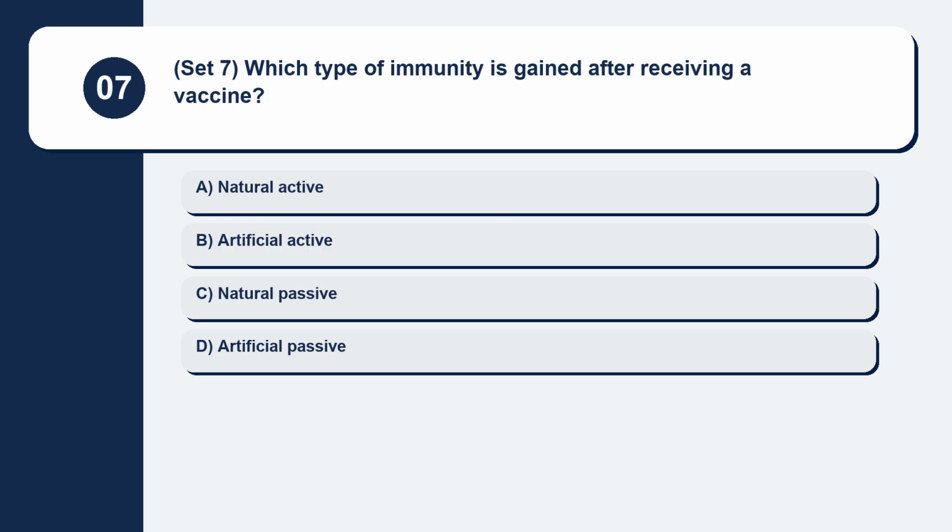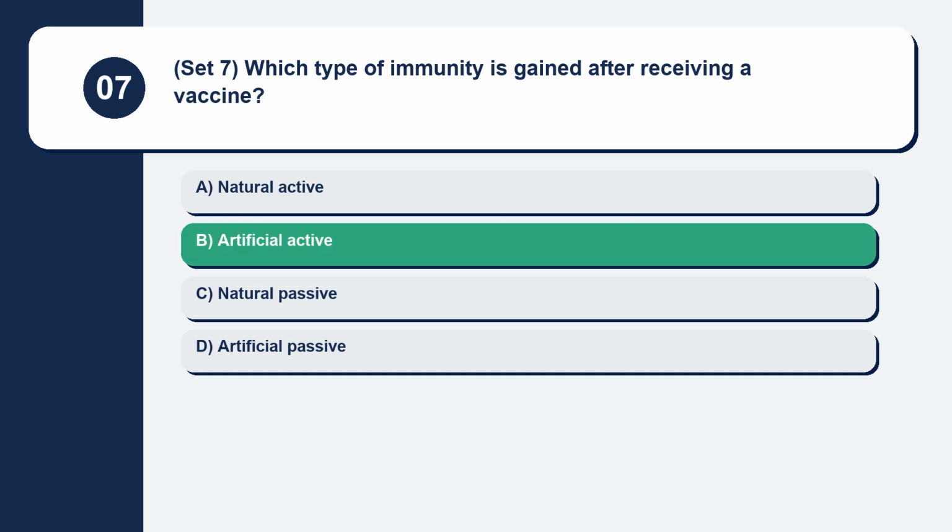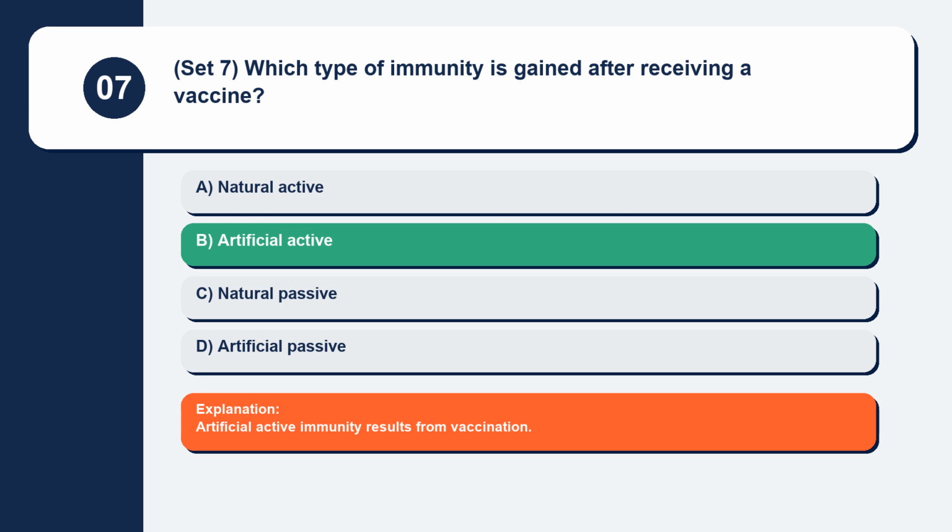Question 7. Set 7. Which type of immunity is gained after receiving a vaccine? Natural active, artificial active, natural passive, artificial passive. Artificial active immunity results from vaccination.